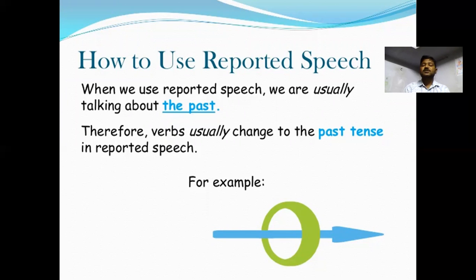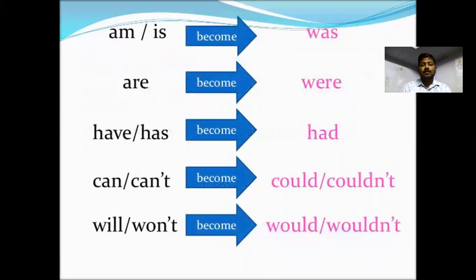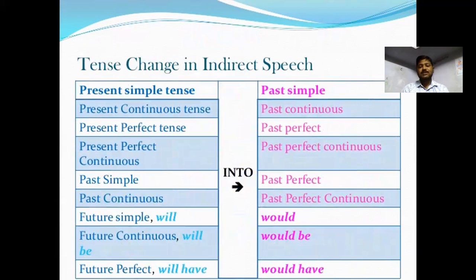When we use reported speech, we usually are talking about the past. Why? Because the action was completed. So the verbs are usually changed to the past tenses in reported speech. For example, am or is becomes was, are becomes were, have, has becomes had, can, can't becomes could, couldn't, will, won't becomes would, wouldn't, and like this the tense changes into the indirect speech.